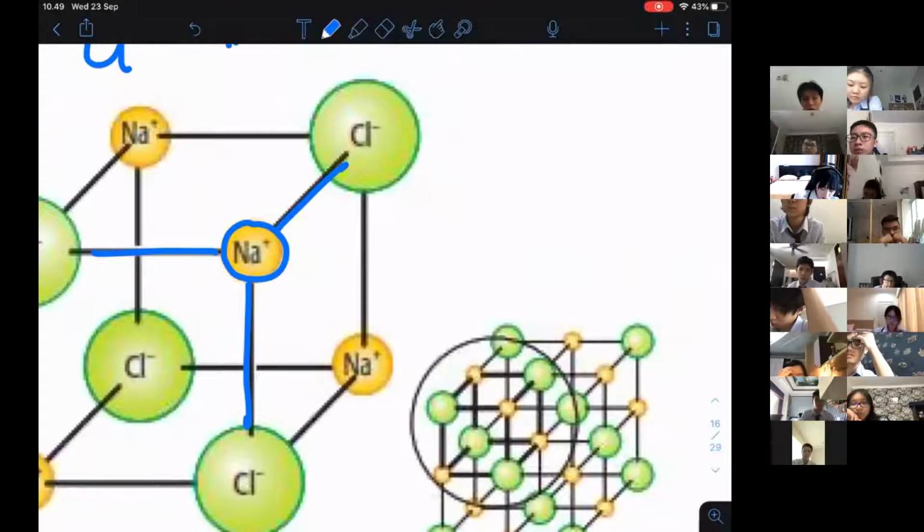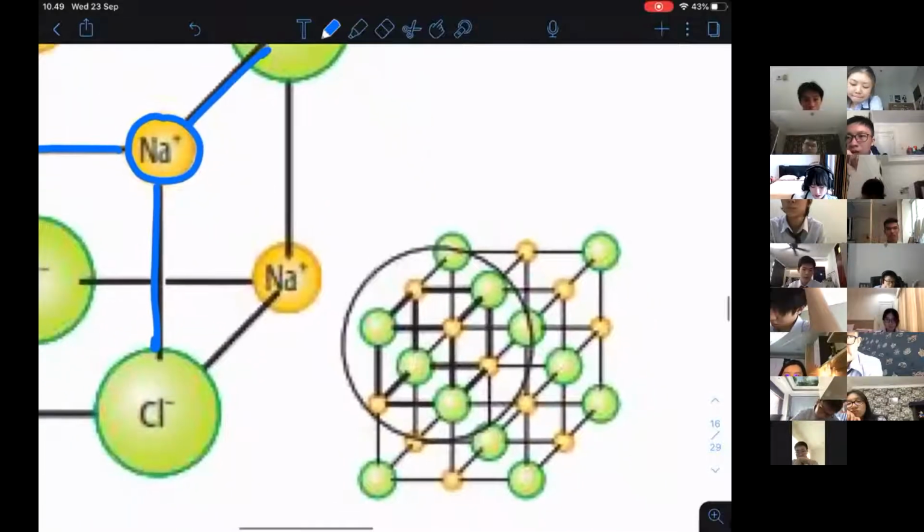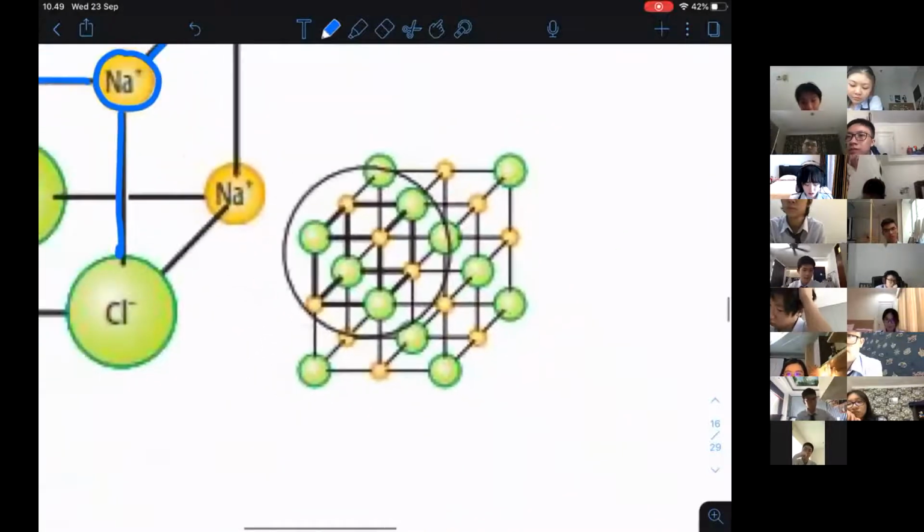Anyway, Owen, can you tell me each chloride ion is going to be surrounded by how many sodium ions? According to the diagram, sir? Yeah, according to the diagram. It depends which diagram you're looking at. 5. Okay. But if you look over here, you need to remember this is only a certain portion of it. Just remember it's repeating.